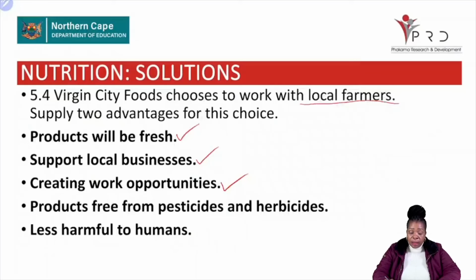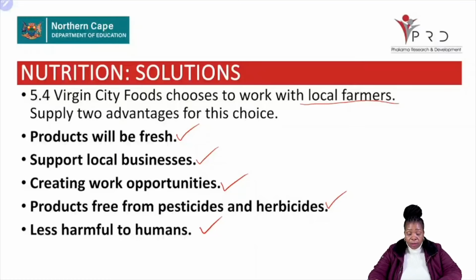And the other one is that products are free from pesticides and herbicides. So they are free for our local farmers. They are free from pesticides and herbicides for our local farmers. And organic foods are actually less harmful to humans.